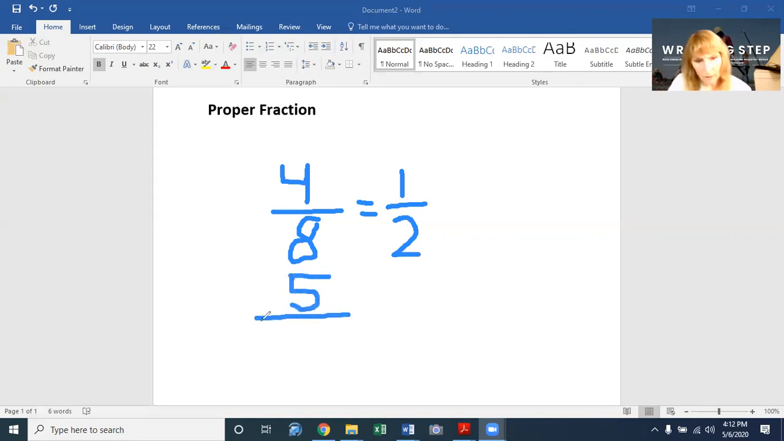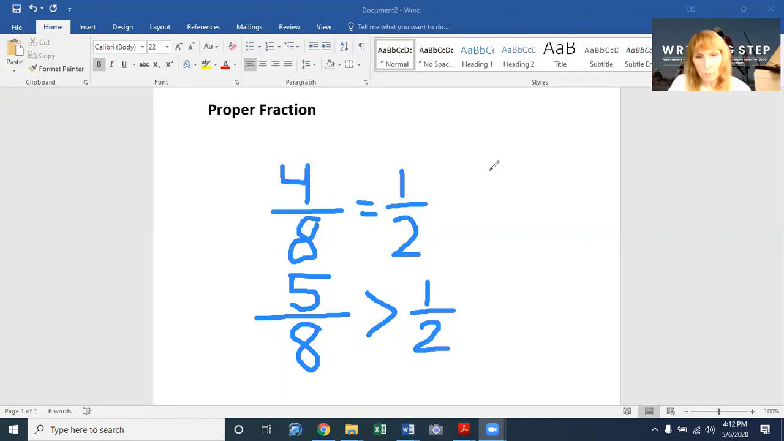5/8. Is that exactly half, less than half, or more than half? What do you think? It is more than half. Why? Because 5 is bigger than 4, which is half of 8. So 5/8 is greater than 1/2. So my open mouth is going to go towards the bigger number.